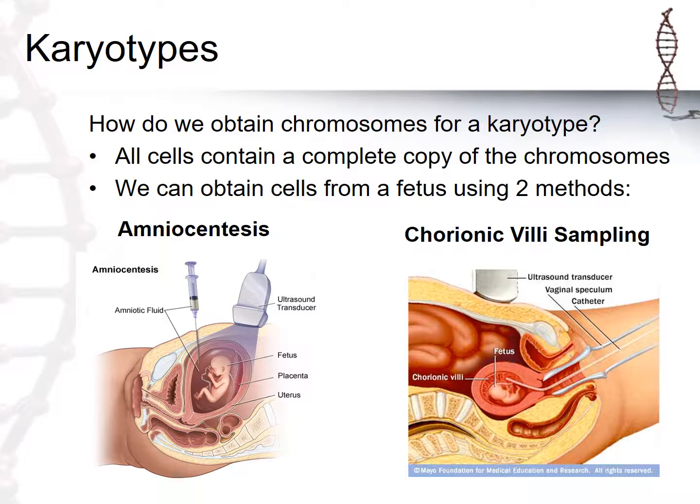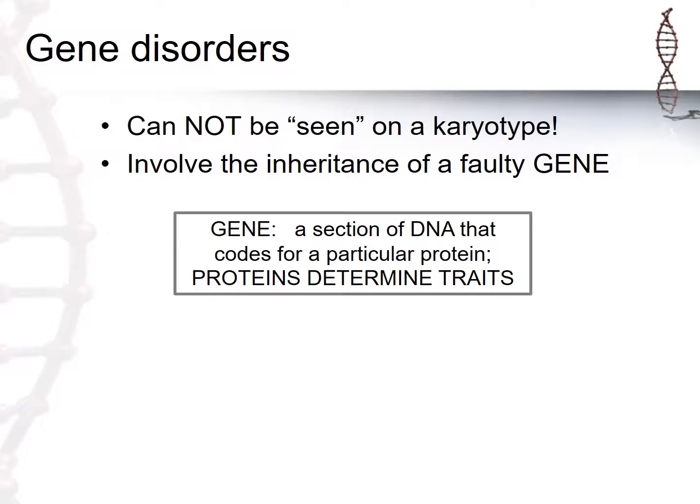for chromosomal disorders. All right, gene disorders cannot be seen on a karyotype because they occur only in faulty genes. A gene is just a section of DNA that codes for a particular protein, and remember that proteins determine traits. So a particular gene won't be found on a karyotype.